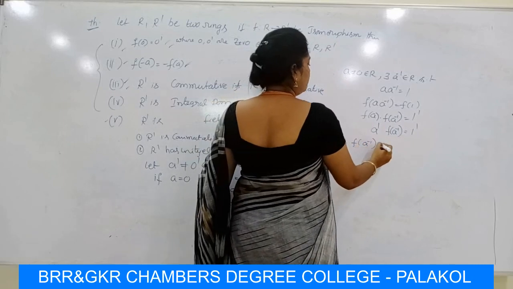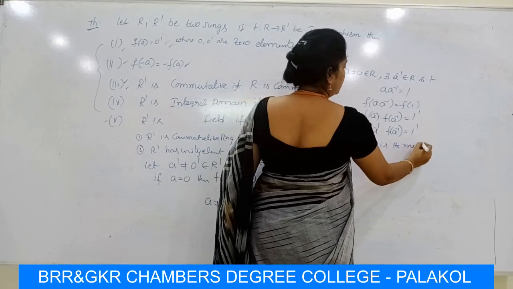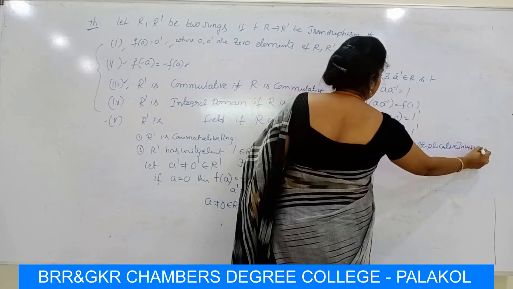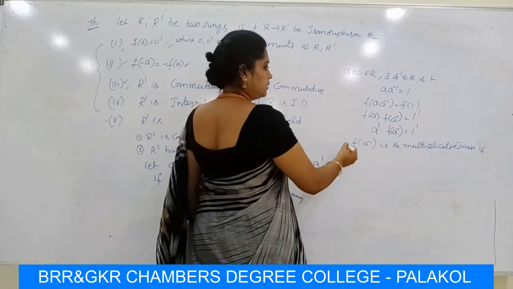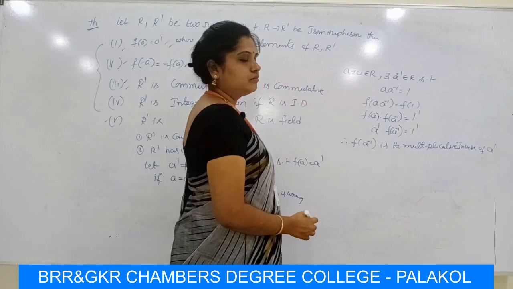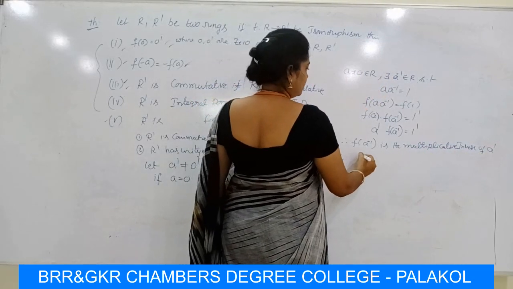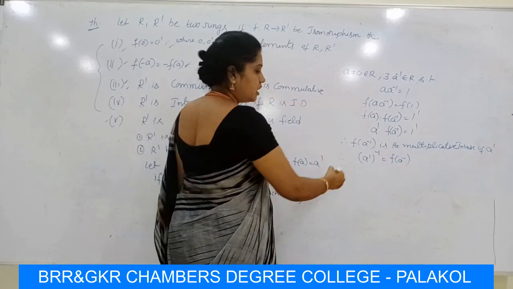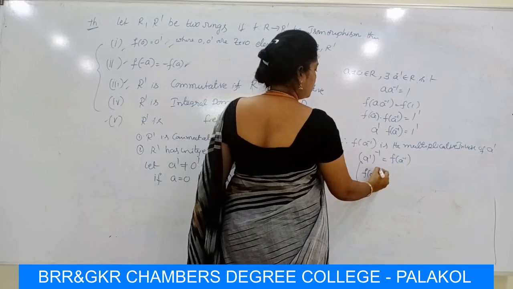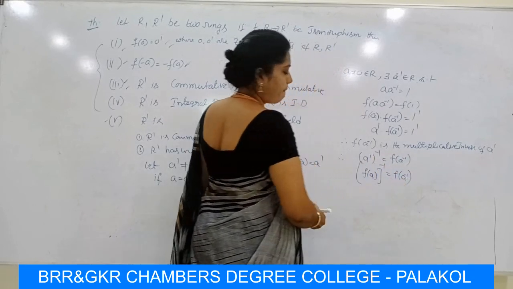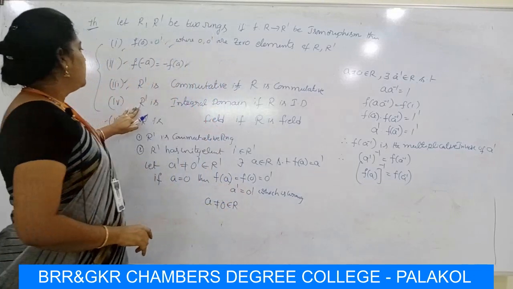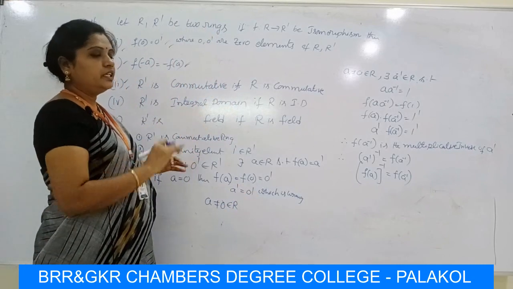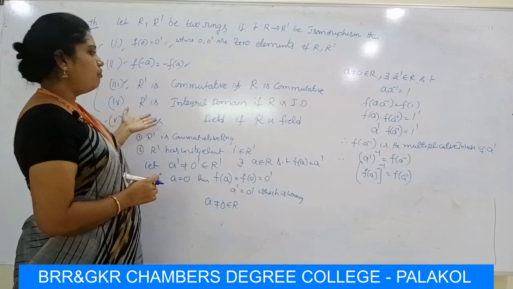So f of a inverse is the multiplicative inverse of a dash. Therefore a dash whole inverse is equal to f of a inverse, that is, f of a whole inverse is equal to f of a inverse. So here we proved that every non-zero element of R dash is invertible under multiplication. So R dash is a field.